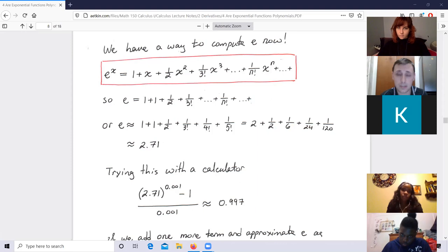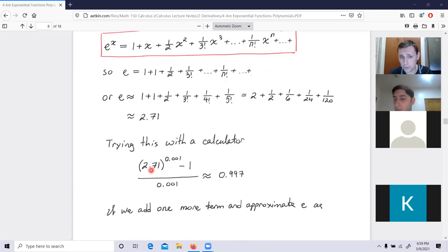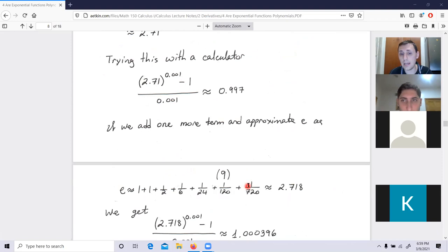It was not calculation that made it, just complete logical reasoning, right? So look at it, this is my number. If I play with a calculator with 2.71 and plug in an approximation to zero, I get 0.997. Now, if I add one more term, let's say I add 1 over 6 factorial, now I have 2.718.